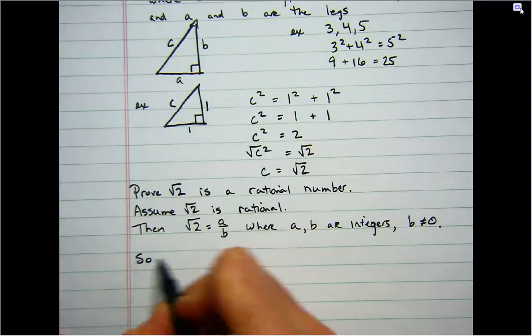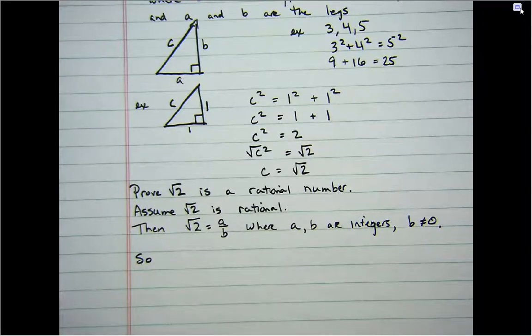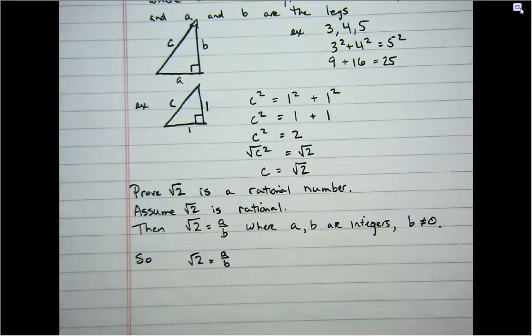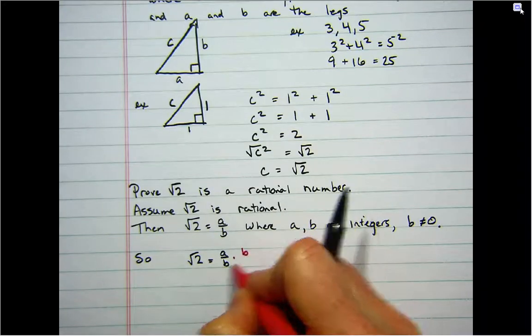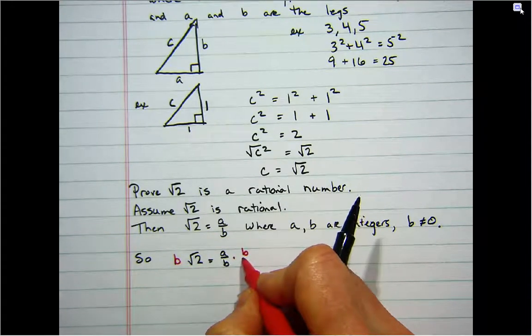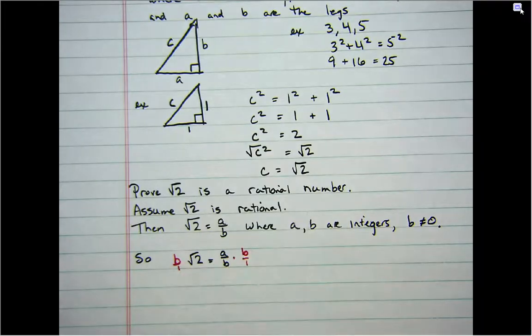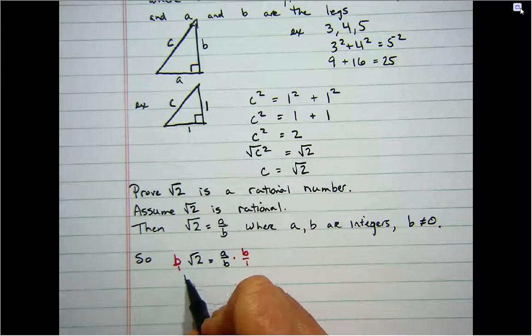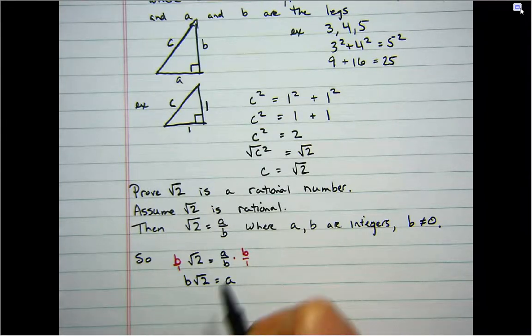So now we'll do a little algebra. Remember, whenever we do a little algebra to one side of the equation, we do the same thing to the other. First thing we'll do, multiply both sides of the equation by b. So where's my red pen? I'll multiply both sides by b. Now this is like b over 1, if that helps you think it through. So the b on the right divides away. You have b times the square root of 2 equals a.